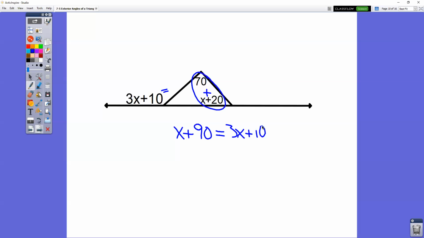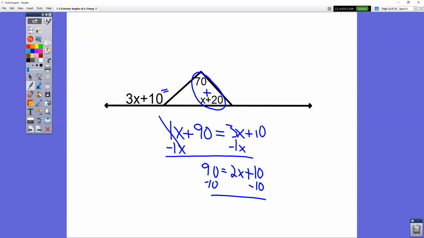We had letters on both sides of the equal sign. I'm going to put a 1 in front of my x. So minus 1x and minus 1x. 90 equals 2x plus 10. Now it's just a two-step equation, minus 10 minus 10. So we have 80 equals 2x. Divide by 2's, you get x equals 40.